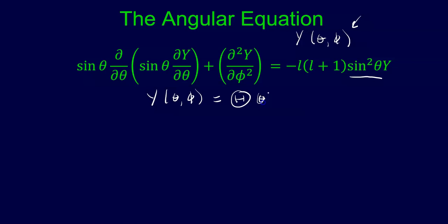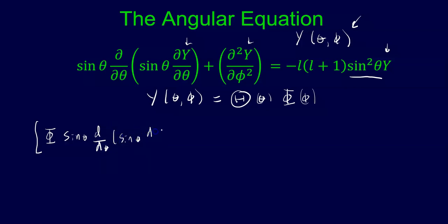And so we're going to break this into two functions: a function capital Theta that's only a function of theta, and a function capital Phi, which is only a function of phi. So we're going to place that into our equation where we have Y and see what we get. When I plug in my function, the Phi will come straight through because it does not depend on theta, and so it just comes right out there. And I can write the rest of the equation like this. These derivatives are no longer partial because these functions are only functions of one variable now. So we can clean that up a little bit.